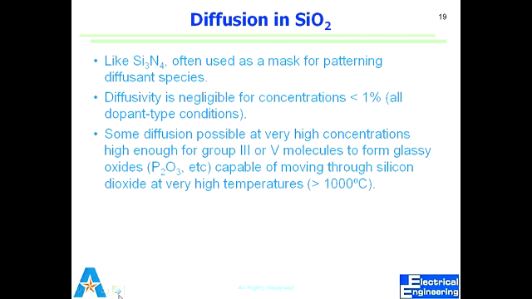Diffusion through silicon dioxide occurs, but the rate is different. It's used for patterning, so it's less than 1% for all dopants. But at very high concentration, that can occur, and it can result in glassy oxide, which can move the dopant through silicon dioxide very fast at high temperature.